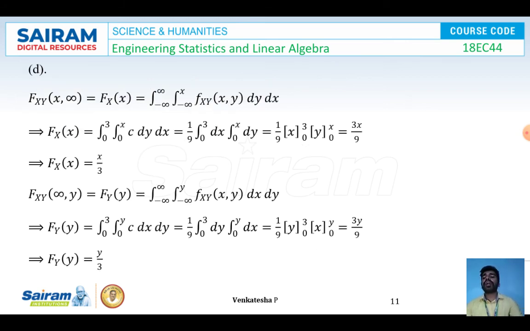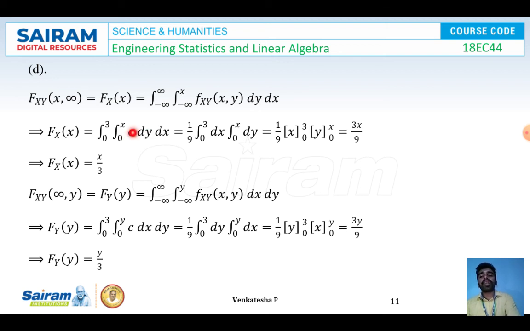Now I'm going to find f_XY of x comma infinity. To find this, the formula is given by f_X(x) equals the integration from minus infinity to plus infinity, integration from minus infinity to x of f_XY(x, y) dy dx. So I'm replacing the limits, where x varies from 0 to 3 and y varies from 0 to x. That is, f_X(x) is equal to the integration of c dy dx.